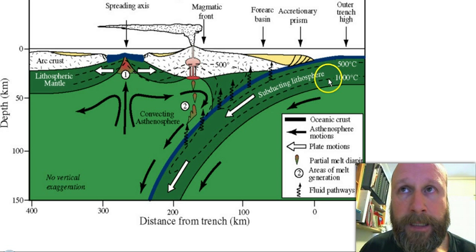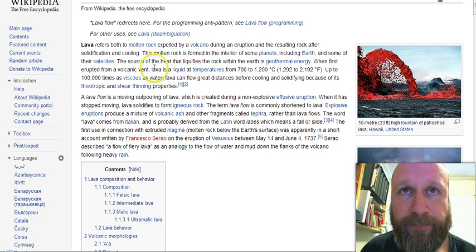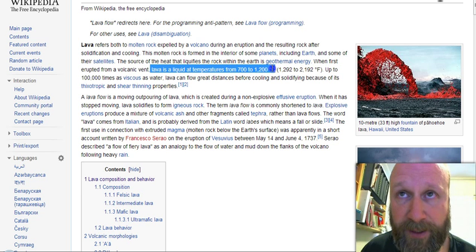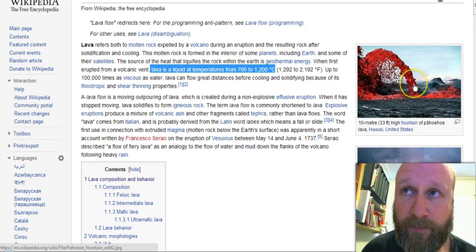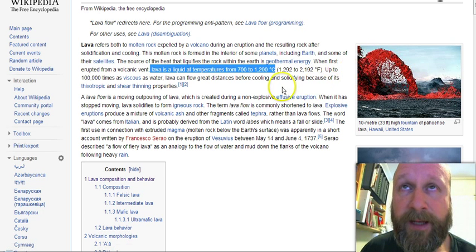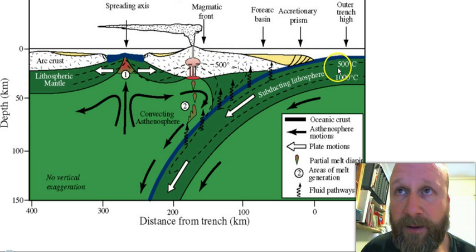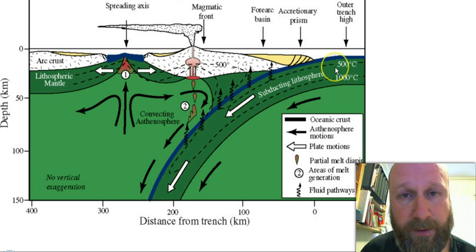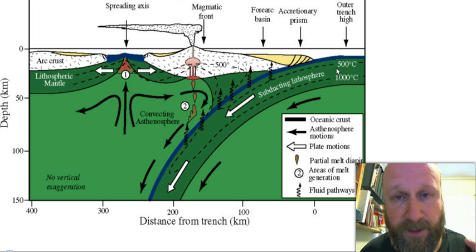Okay, so if we go to the Wikipedia entry on lava, we've got lava here is a liquid at temperatures from 700 degrees to 1200 degrees. So this is what liquid rock looks like, and that is what, in this graphic, is being proposed: that the rock turns into a liquid. We have either a solid or a liquid. It can't be a state in between.